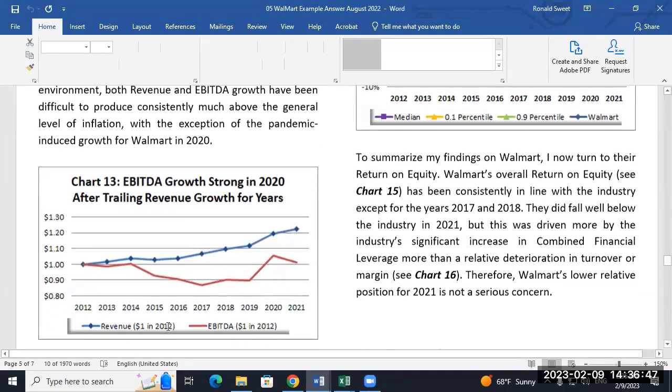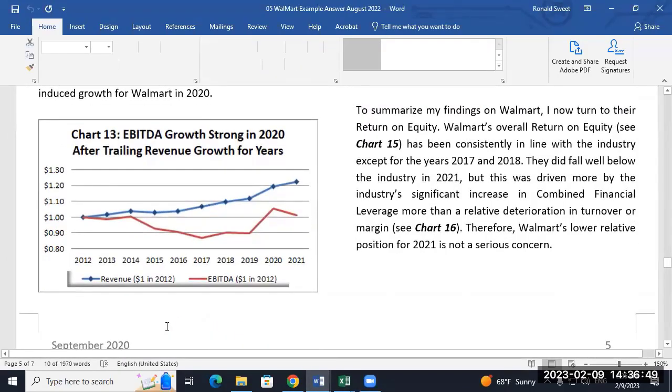Unfortunately, most of your companies are not going to cooperate. Most of your companies are going to be like Walmart, where their revenues are growing faster than their earnings, somewhat implying that they don't have economies of scale. I don't think that's true with Walmart. I do think Walmart has economies of scale.